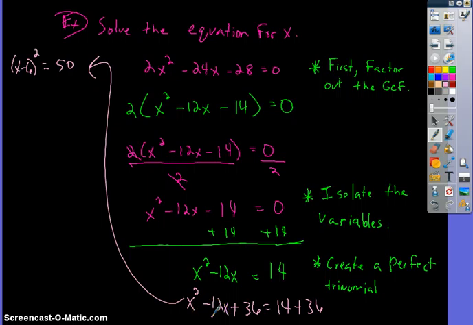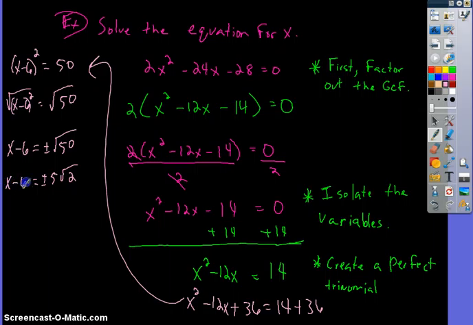So from there I can square root the left side, square root the right side, giving me x subtract 6 equals plus or minus the square root of 50. At some point we should recognize the square root of 50 is really going to wind up being plus or minus 5 square root of 2. This is x subtract 6 on the left side. So our solution is x subtract 6 equals this.